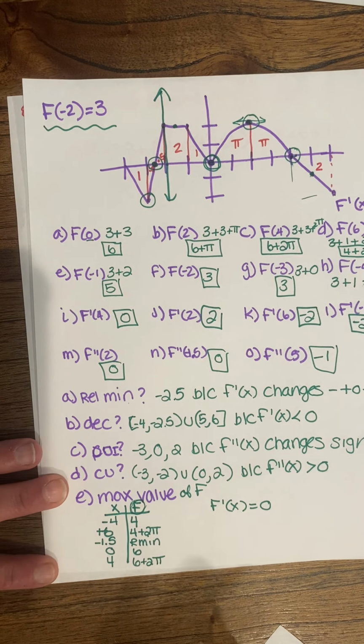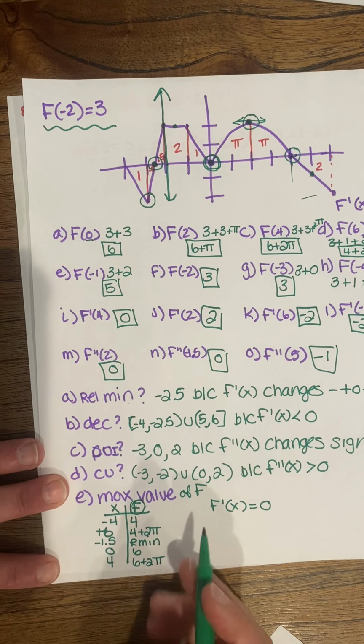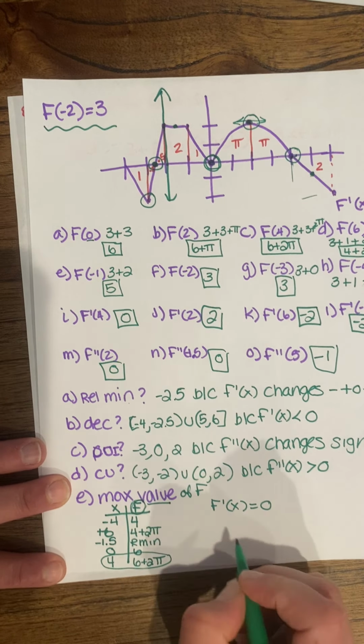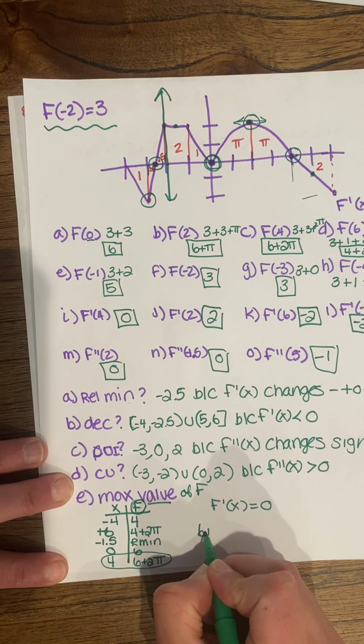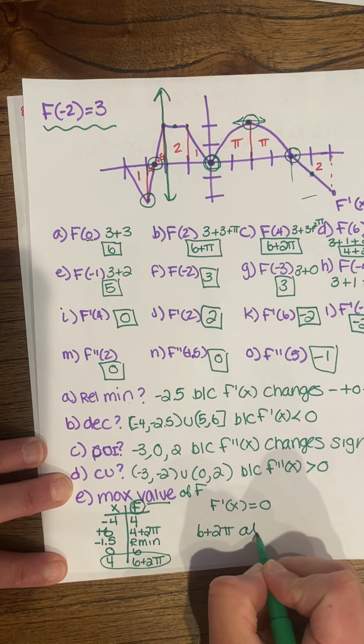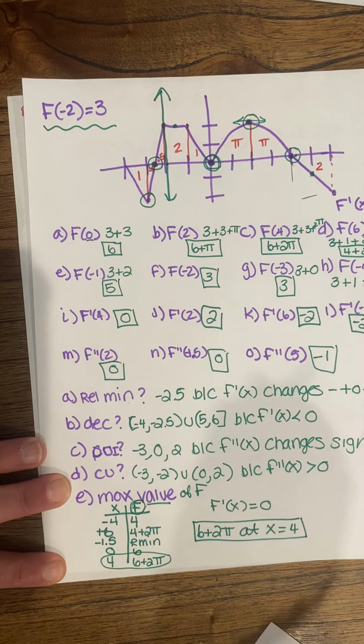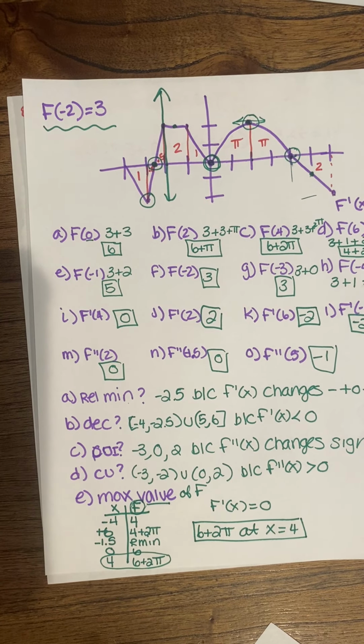Okay, so if we look, the maximum value of f is right here, right? Technically, they want the value, so the answer is 6 plus 2 pi, but if you want to add in and at x equals 4, that is fine. Okay? So that's that one.